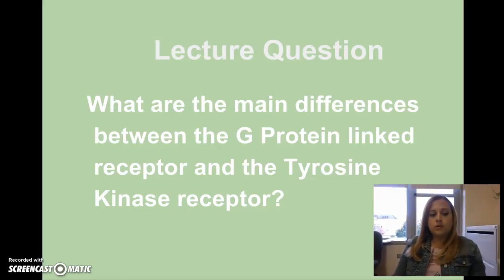All right, so this was a quick one today. In your lecture question, what are the main differences between the G protein linked receptors and the tyrosine kinase receptors? I want you to think about what we talked about in the last lecture and compare it to this tyrosine kinase receptor today. Think about the differences in how it acts. Think about what kind of things these receptor systems are used for, and what kind of signals they'll send throughout the cell. All right, thanks guys.